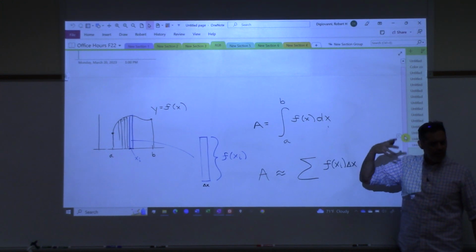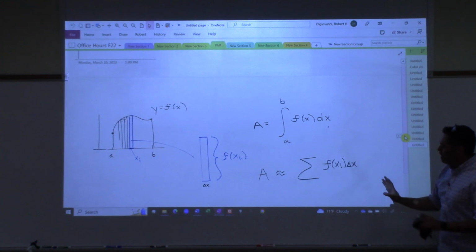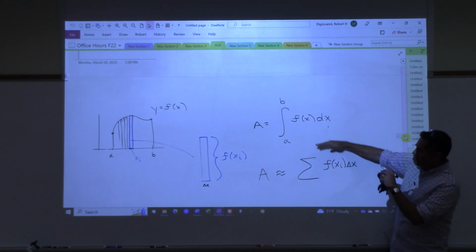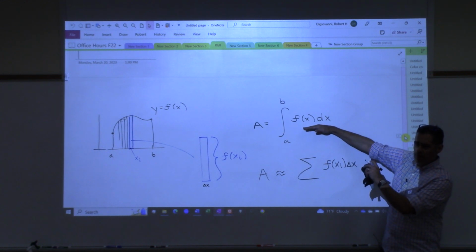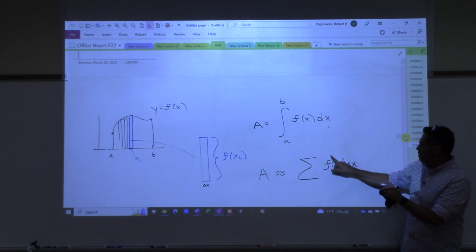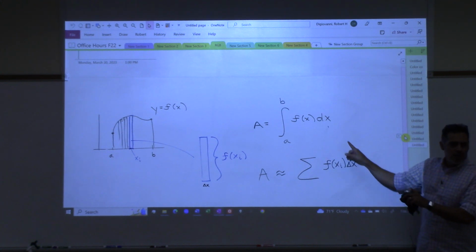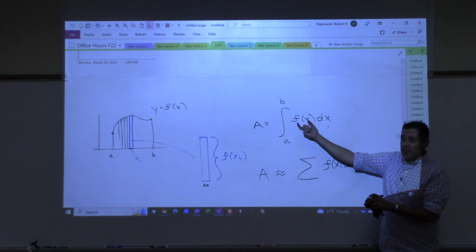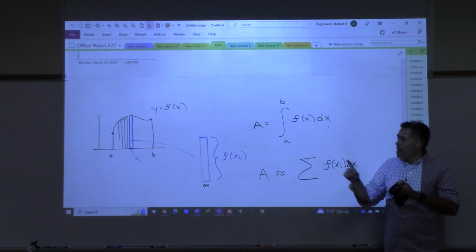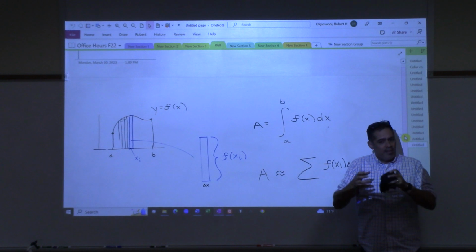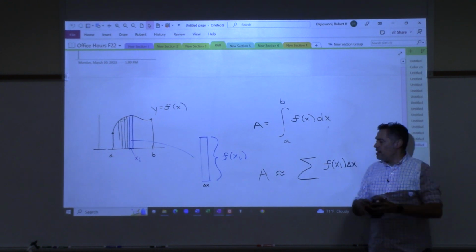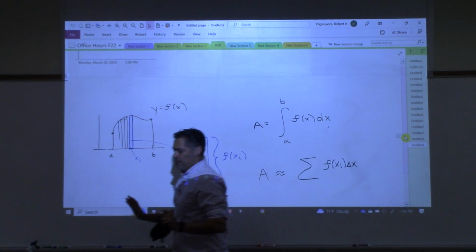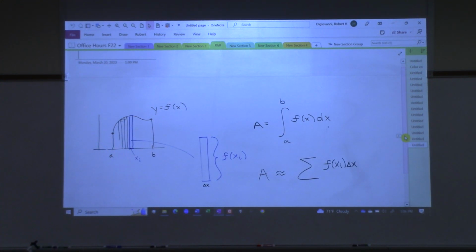Does that all ring a bell from Cal 2? Yes? So what I want you to see here is the similarity between this notation and this notation. This f of x is really like this, and the dx is really like the delta x. The reason we use this notation is exactly because this represents the height and the width of the rectangles. And then the integral sign is basically us saying we're going to take the limit as we let the number of these go to infinity. Got it? Okay.